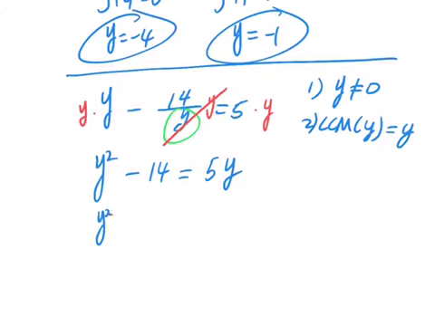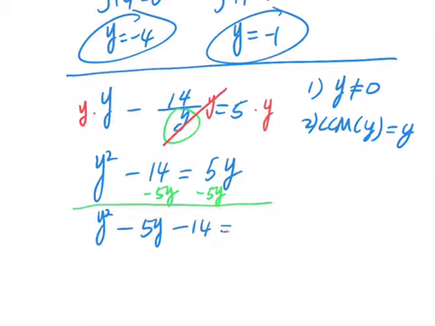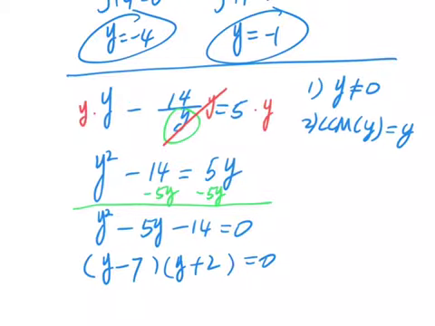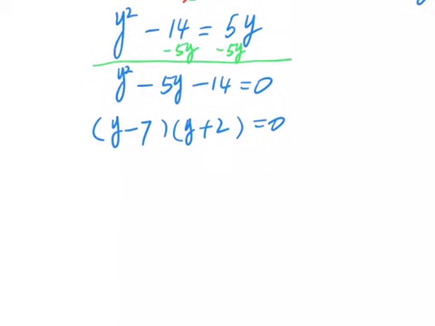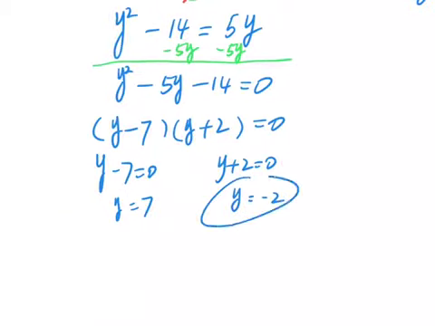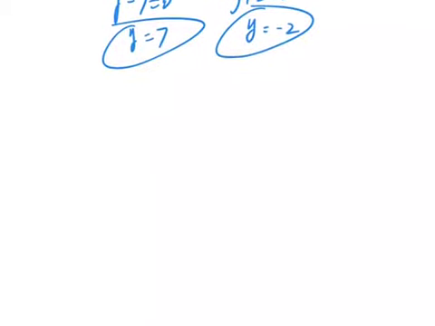Then you subtract 5y from both sides to move everything to the left side. You have one side be 0, and then we factor, so it'll be y minus 7, y plus 2 equals 0. If we let y minus 7 be 0, we have 7, y plus 2 be 0, we have negative 2. Okay, again, two solutions, and then we can keep both because our domain says y cannot be 0, but y can be anything else. Okay.